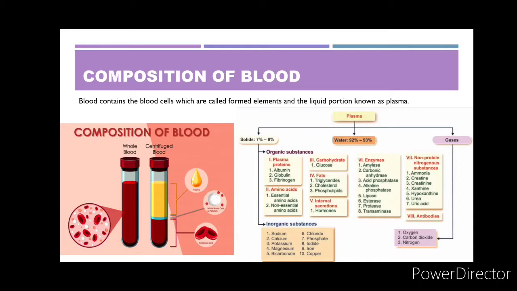Now the plasma mainly divides into 3 parts, that is solid, water and gases. The solid is 7 to 8%, the water is 92 to 93%, and gases. Solid is divided into 2 parts, organic substances and inorganic substances. Organic substances include plasma protein, amino acids, carbohydrate, fats, internal secretion and enzymes, whereas inorganic substances include sodium, calcium, potassium, magnesium, bicarbonate, etc. Gases mainly constitute 3 things: oxygen, carbon dioxide and nitrogen.